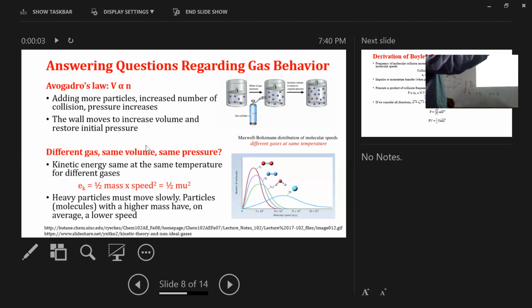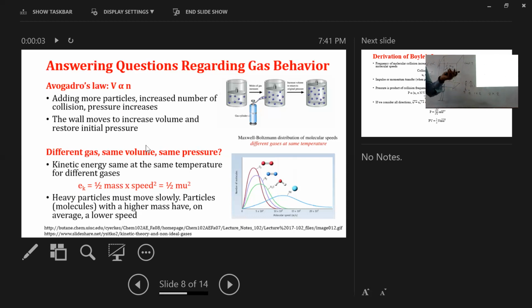And this lid is a little bit flexible. So when more molecules are added to this container, the lid is flexible. When the pressure is increasing, more molecules are added here, so it is giving more pressure to the lid. So it is going up, because there are more molecules. So the volume has been increased. So we can say that the number of molecules is directly proportional to the volume of the gas.